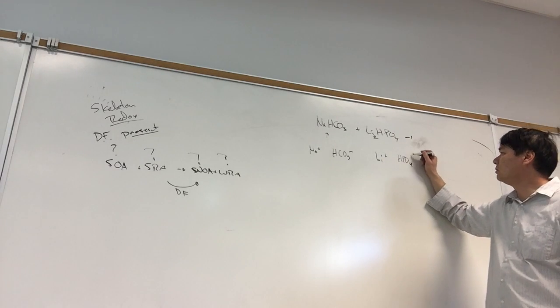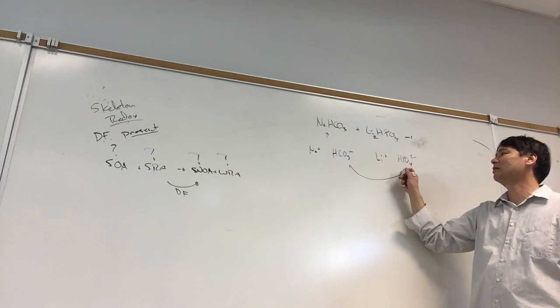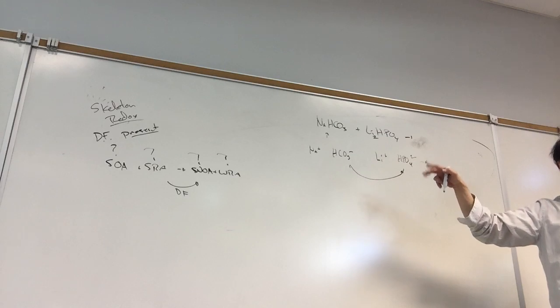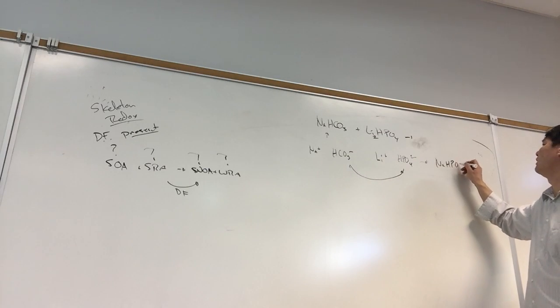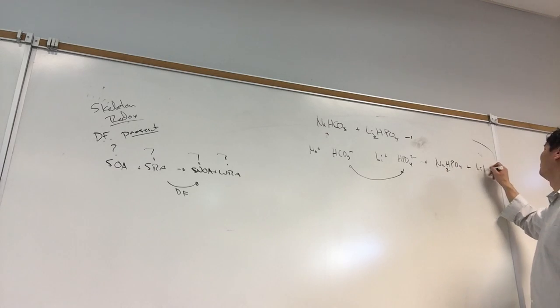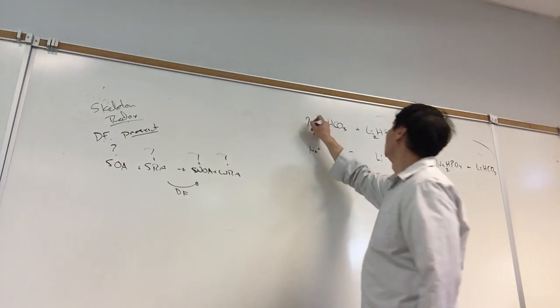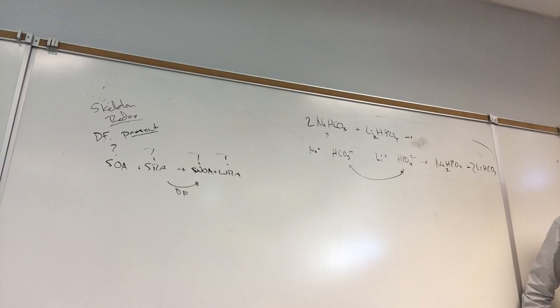Now, for metathesis, we'll just switch partners here. You know, we'll just look at the other ion combination. The other ion combination would be sodium hydrogen phosphate. We need 2 of those sodiums, plus lithium bicarbonate. All right, then we'd have to balance this. Since we need 2 of these, we get 2 of these. Then it's balanced. Then we look for driving force.